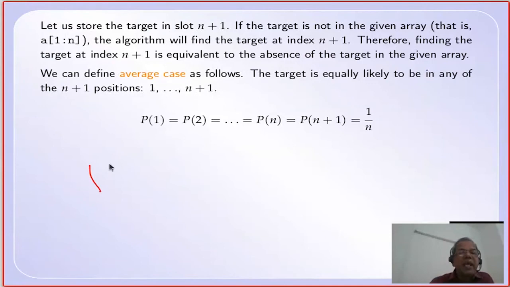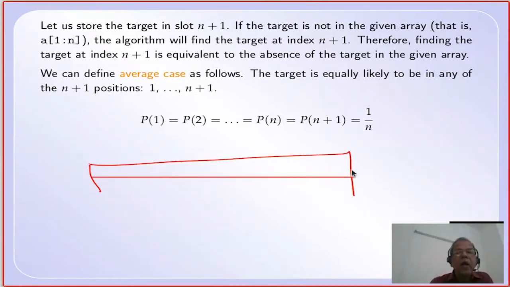For average case, let me say 1 to n is a given array. In n plus 1, I put the target. If the target is in the given array 1 to n, I will be in the range 1 to n. If the target is not in the given array 1 to n, the algorithm will always find the target in index n plus 1. Okay? And the target is likely to be in any one of these n plus 1 positions, n plus 1 indices. It may be in 1, or it may be in 2, it may be in 3, and so on. It may be in n, it may be in n plus 1.